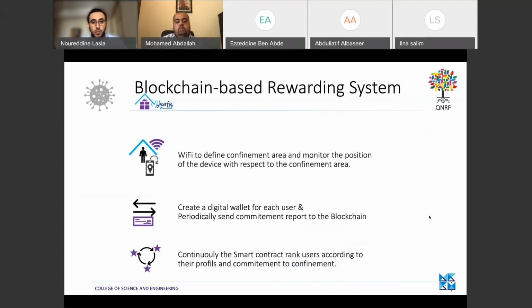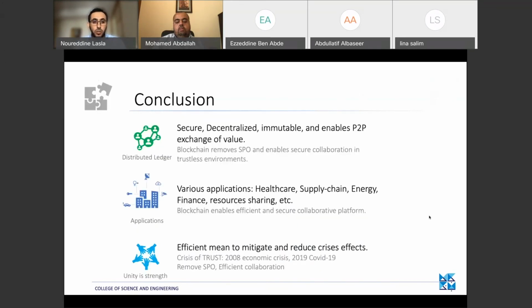So in summary, to monitor the state of the confinement of each user, we will mainly be using Wi-Fi technology. We will define a confinement area, and the device will continually monitor its position with respect to this confinement area. Each user will also have a digital wallet, which mainly allows them to send signed transactions to the blockchain. And the smart contract continually ranks the users according to their profile and confinement.